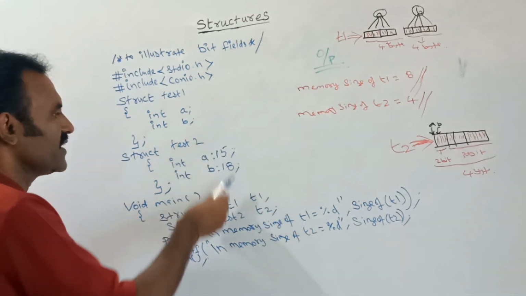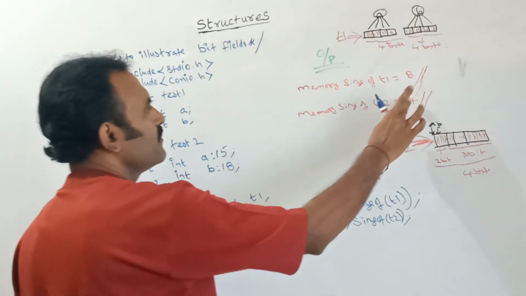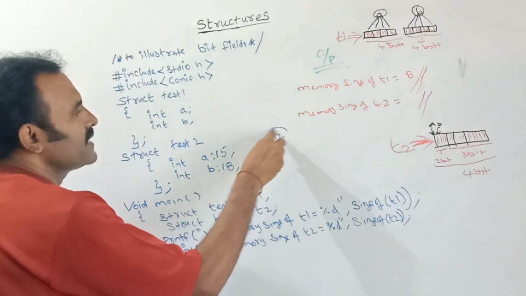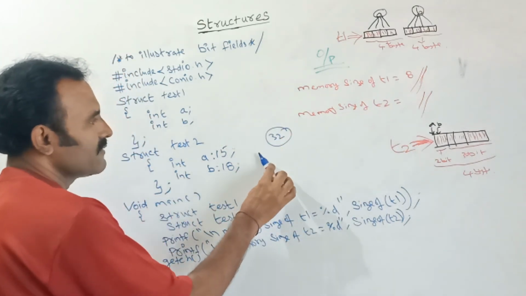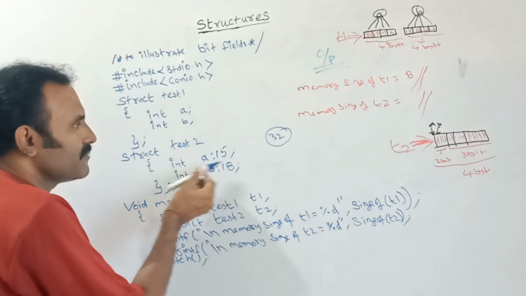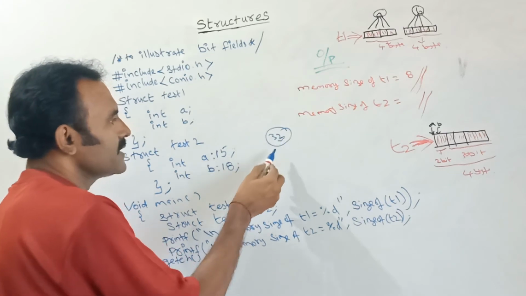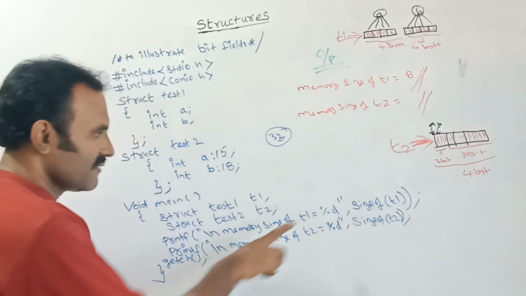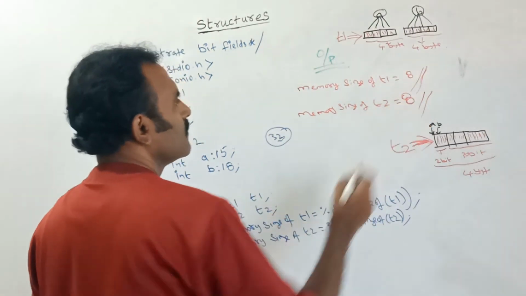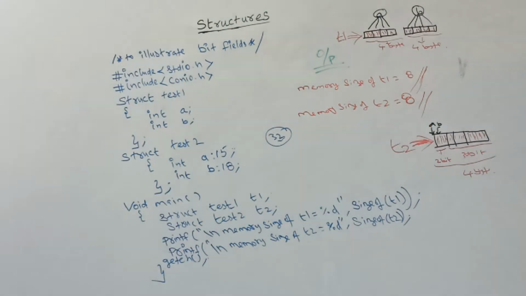So suppose if you are using like this, the answer will be how much? Within the 32 bits, that means 4 byte only, it will show. If it crosses the 32 bits, then here 18 bits and this 15 bits, so here the total is 33. So when it crosses that, the result will be 8. So in this way the memory is allocated.